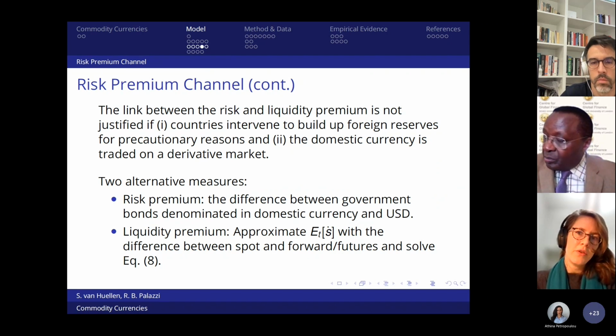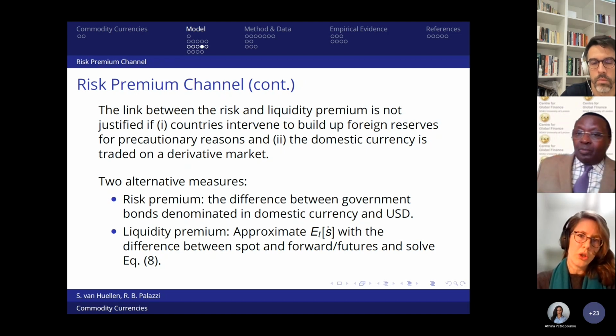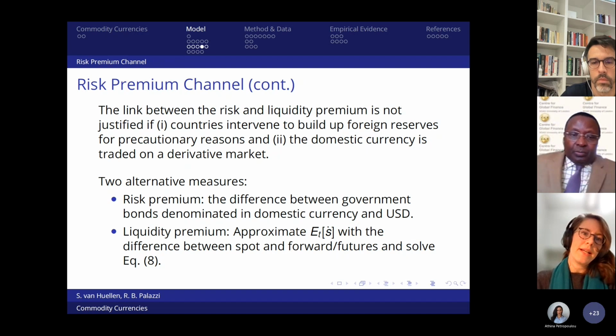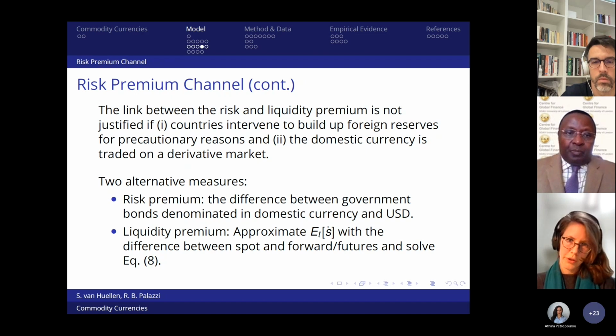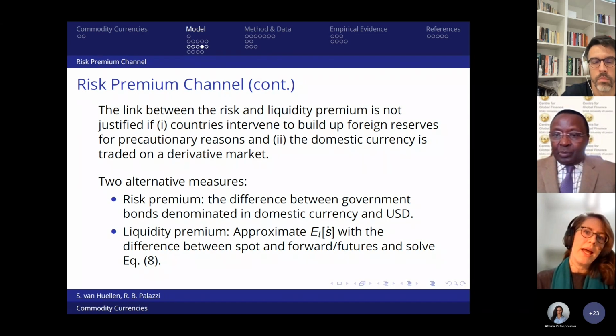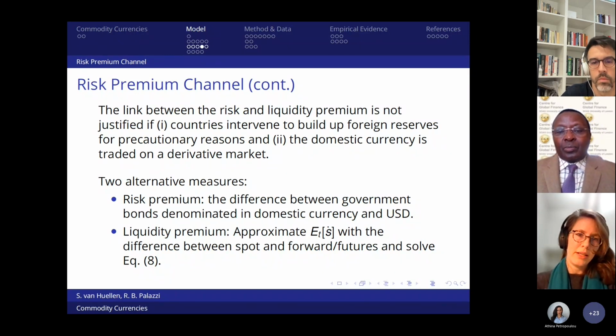The other thing is, if the domestic currency is traded on derivative markets, it's not the amount the central bank holds in terms of foreign reserves that determines the convertibility of the domestic currency into foreign currency, but rather the liquidity and the depth of the forex derivative market, rather than the foreign exchange available to the central bank.